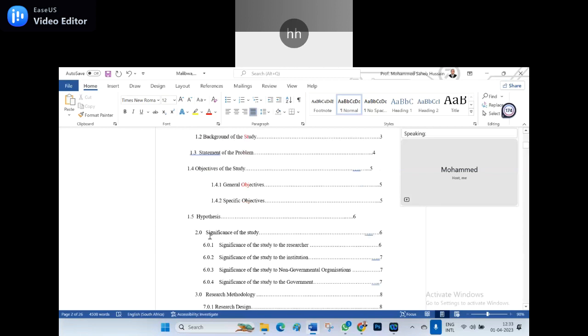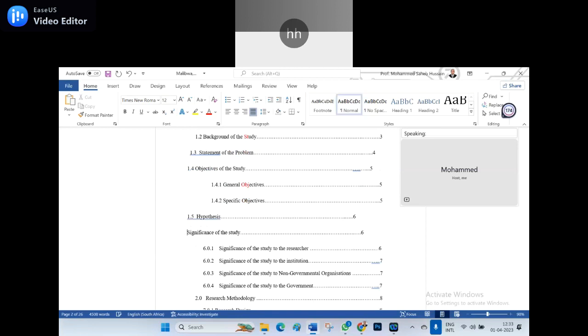Then again comes 1.6. Here you have to make it 1.6, the significance of the study. In the significance of the study, S should be a capital letter, study. Again, here it will change automatically. 1.6.1, 1.6.2, 1.6.3. Is it clear? This will automatically change here.